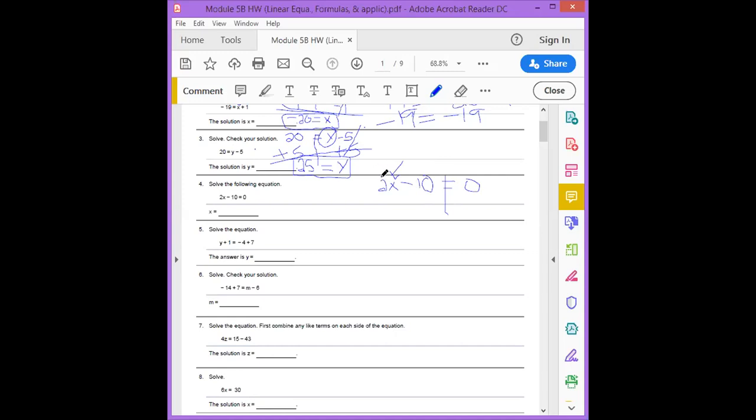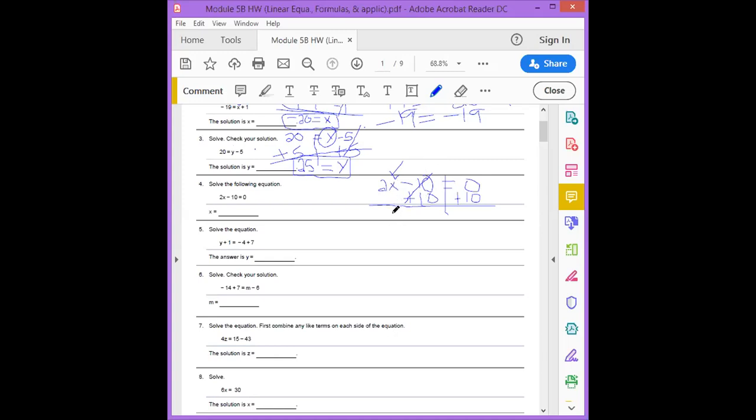So our goal is to get rid of 2 and 10, but you always start with the number that's not attached to the letter. Perform the opposite operation, so the opposite of subtracting 10 is to add 10. We're going to do that first. We're adding 10 to the left side of the equation, adding 10 to the right side of the equation. Now when we add 10 on the left side, the 10's cancel. Negative 10 plus 10 is 0.